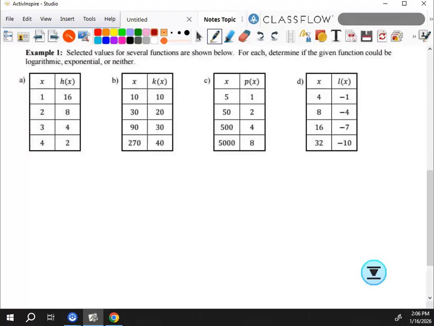Okay, so B is log and this one's exponential. And Amanda just gave everybody the answers. I'm just kidding. You're welcome. Make sure you can explain the why behind it if I call on you.